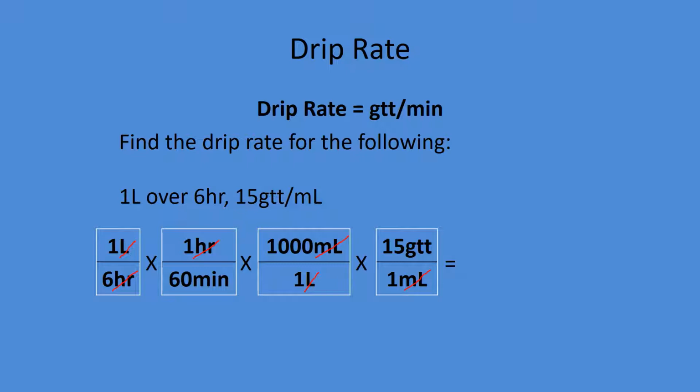Make sure your units cancel out. We're left in drops per minute, and that comes out to about 42 drops per minute. All right, so for this one, the nurse can probably just count over 30 seconds because it's a large enough number. So about 20, 21 drops per 30 seconds, and that one should be okay.